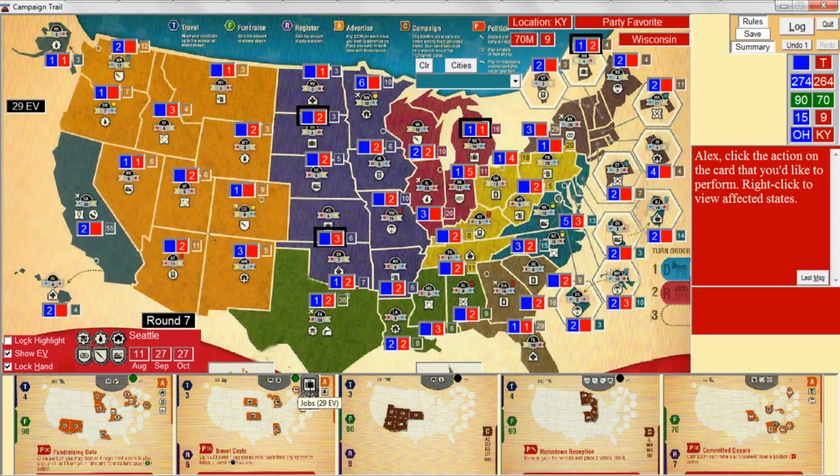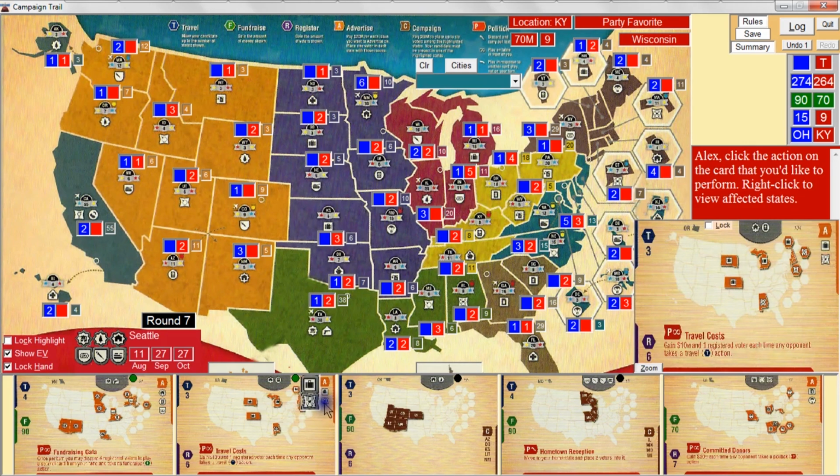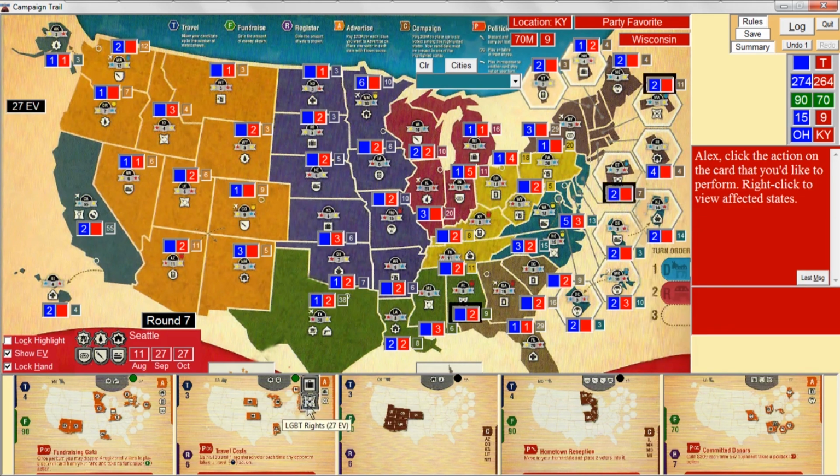Oh, yeah. She has her eye on those 16 electoral votes up there in Michigan. She can advertise again on jobs and reproductive rights. LGBT rights, rather. Just to grab Michigan.